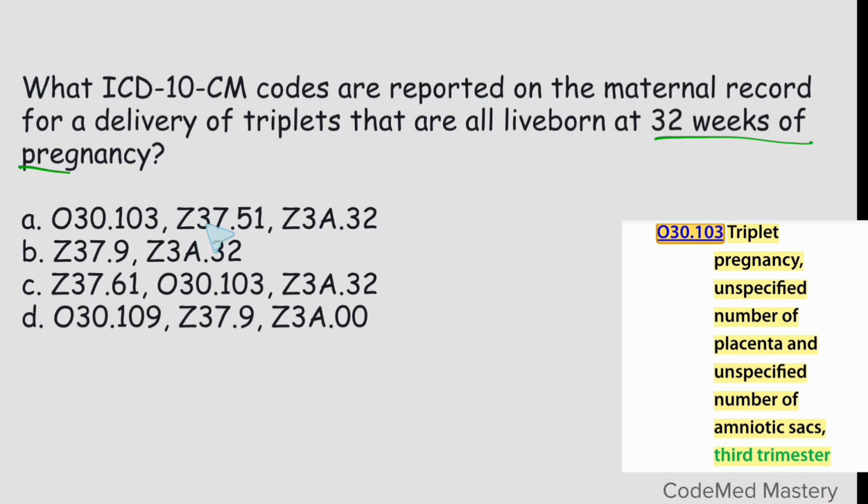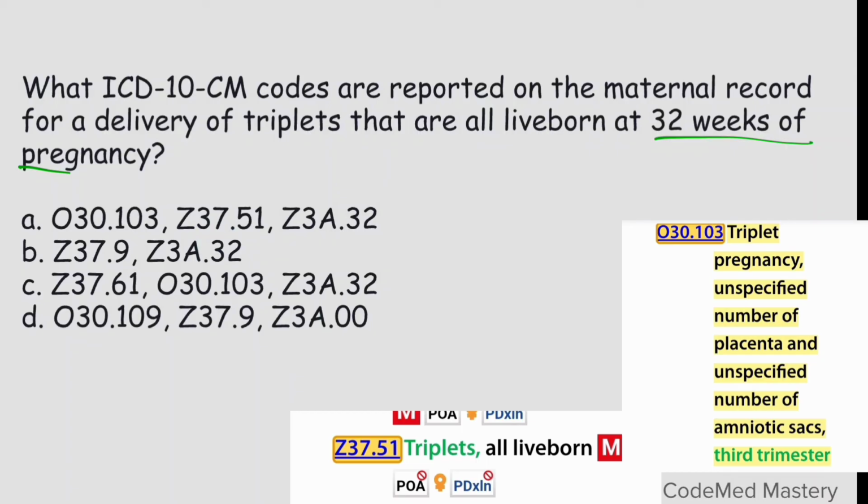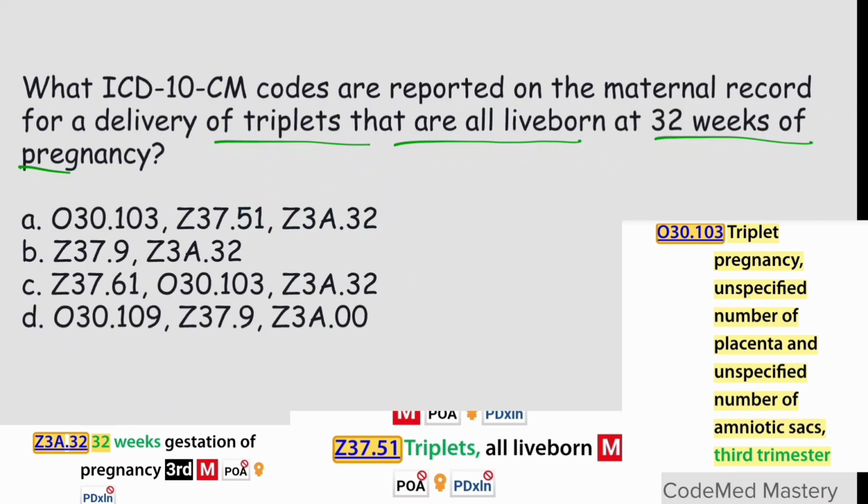The second code in option A is Z37.51. Z37.51 is for triplets all live born. You can see they have mentioned delivery of triplets that are all live born. So Z37.51 is the right code, which is for outcome of delivery. Next, they have mentioned Z3A.32. Z3A.32 is for 32 weeks gestation of pregnancy. In the scenario, they have mentioned 32 weeks. So we are coding weeks of gestation Z3A.32 for 32 weeks of gestation. So option A is the right answer. We'll check other options also.